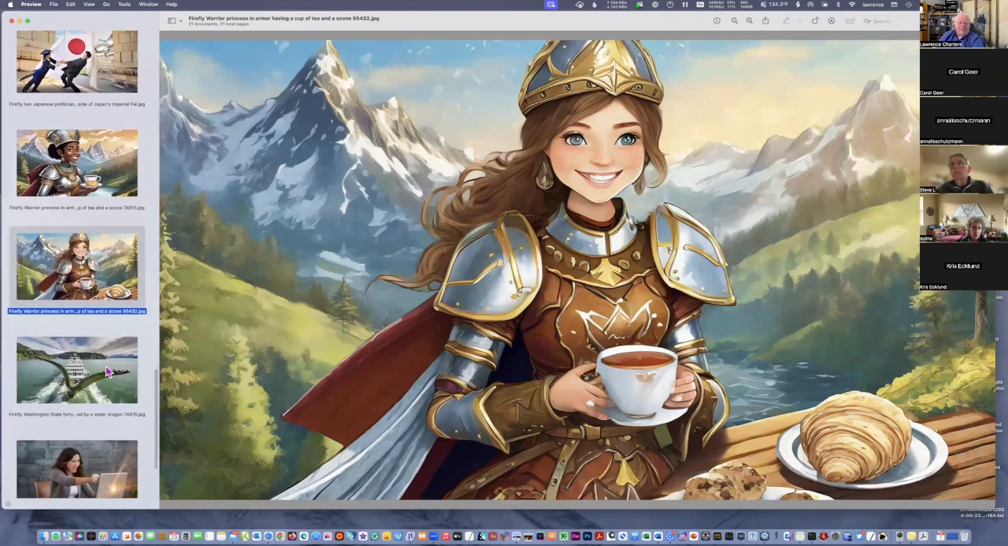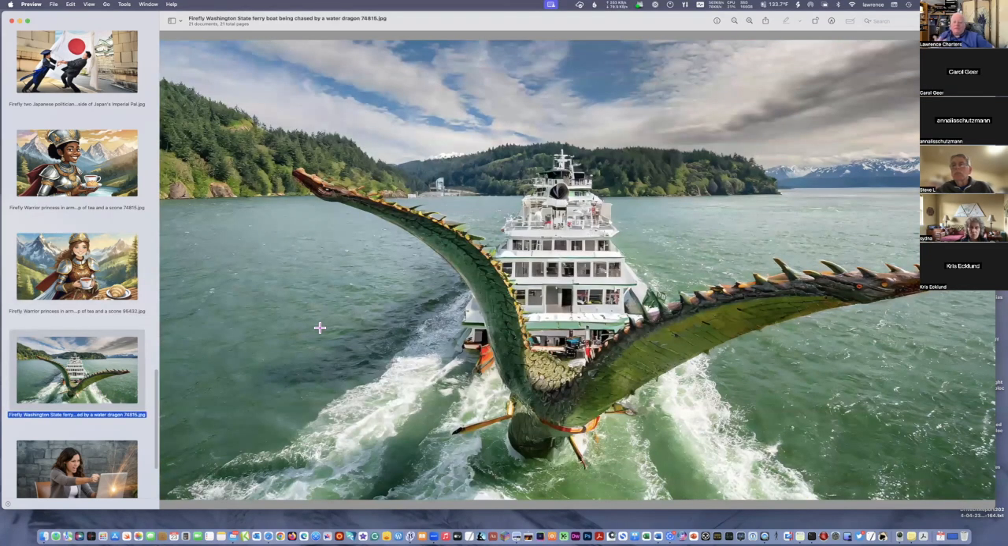That's not bad. We were talking about ferries. I was talking about ferries with somebody on the East Coast, and I said, well, we have ferries here in Washington State. And they say, oh, but ferries are kind of boring. Nothing ever happens. And I said, we also have water dragons. And they said, what's a water dragon? So I sent them this picture, which is a Washington State ferry boat being chased by a water dragon. Okay.